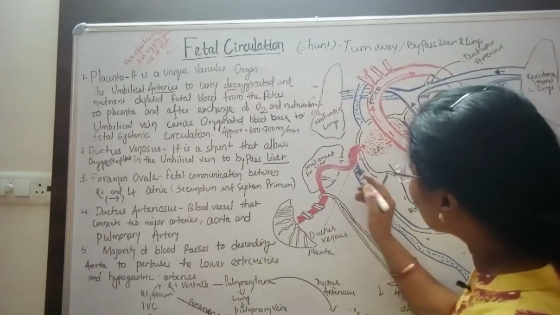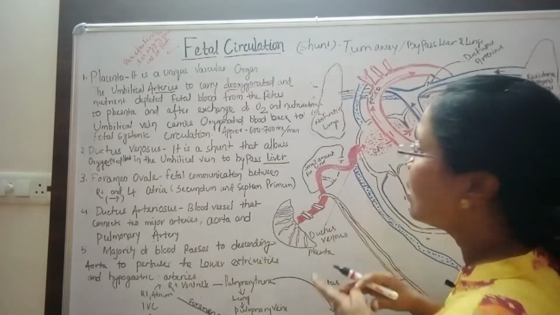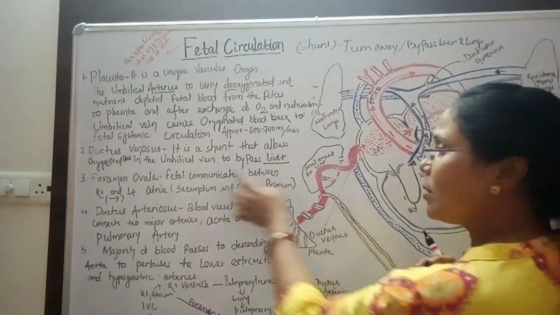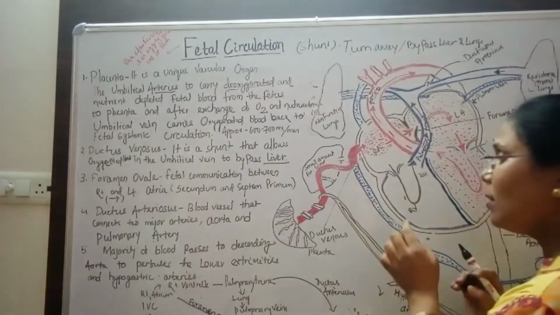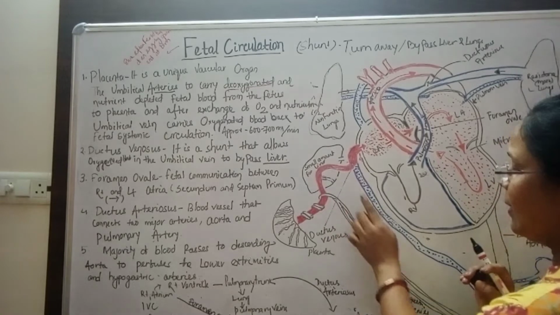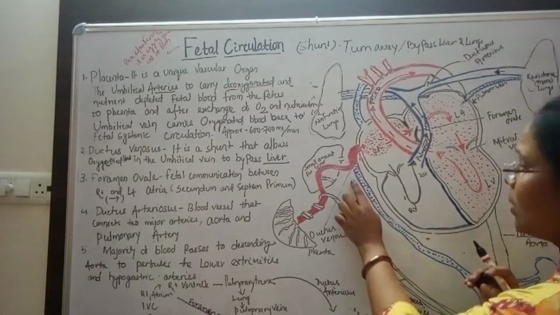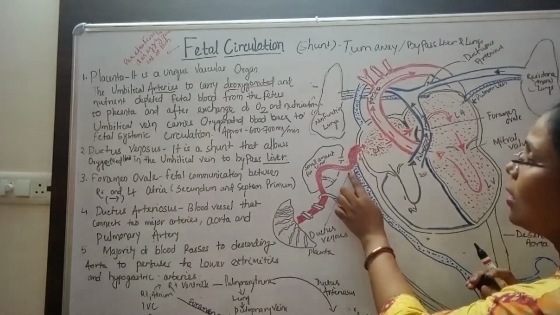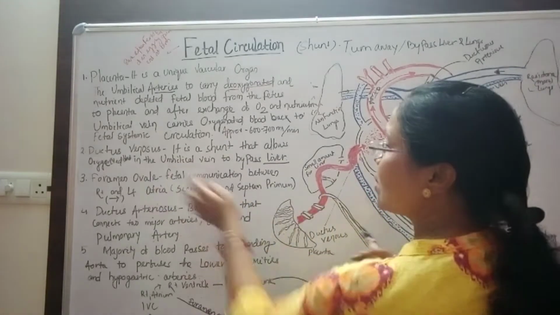This place of intermixing is called the ductus venosus. Why is it ductus venosus? Venosus because it is a connection between two veins. Here is the umbilical vein, and this is the inferior vena cava. There is a communication between the two veins, so it is named the ductus venosus.